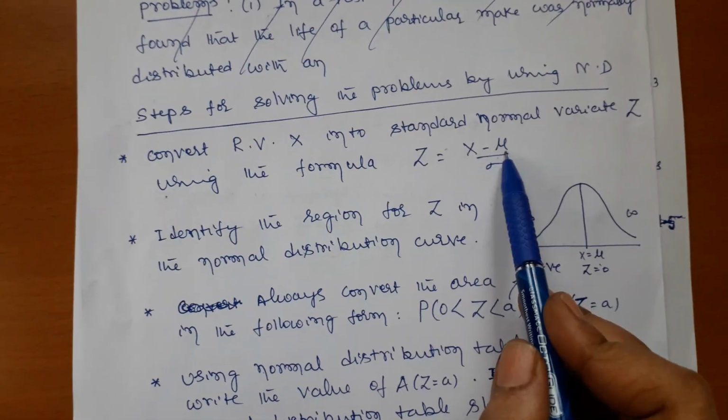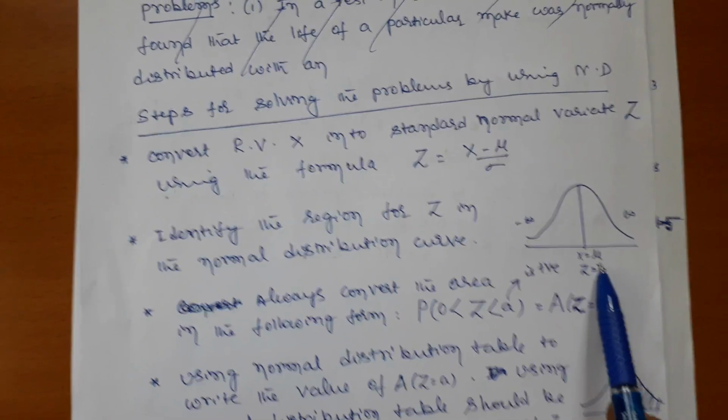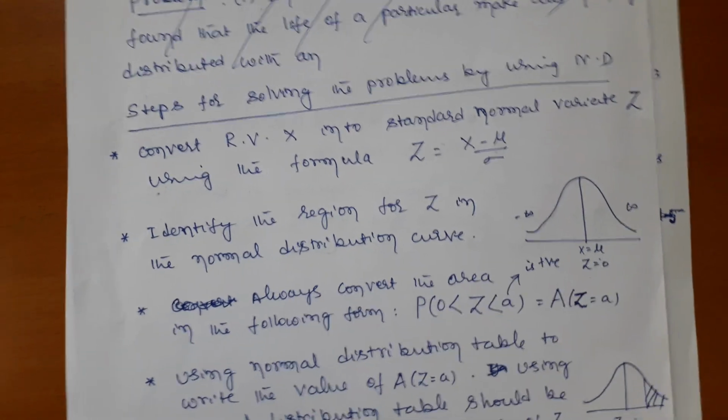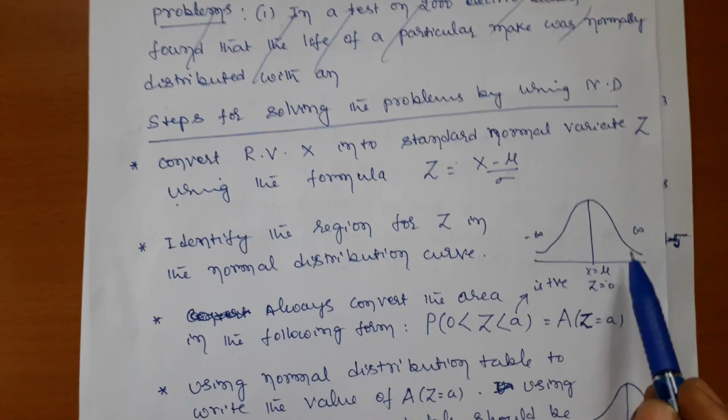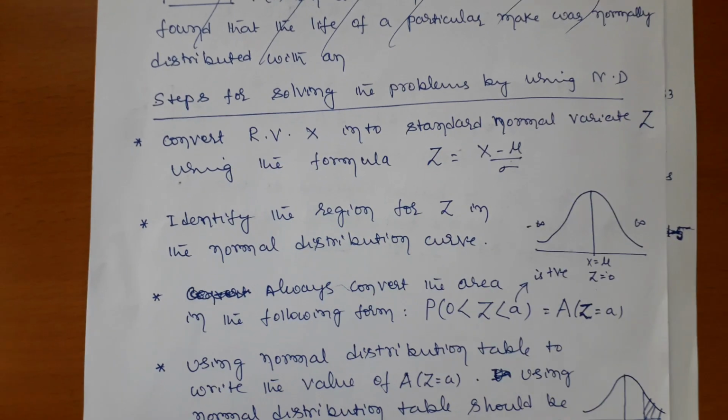You know that when x is equal to mu, z is 0. Therefore, the central point is z equal to 0, which means x is equal to mu. Left of the 0 is negative, right of the 0 is positive. Identify the region once you convert x in terms of z in the standard normal curve.